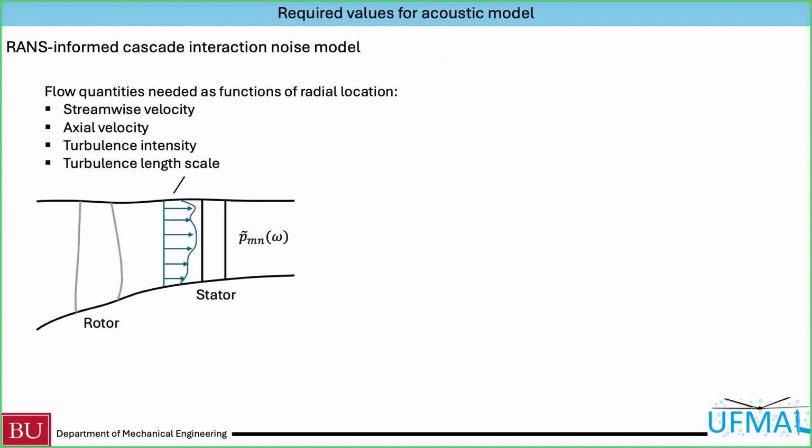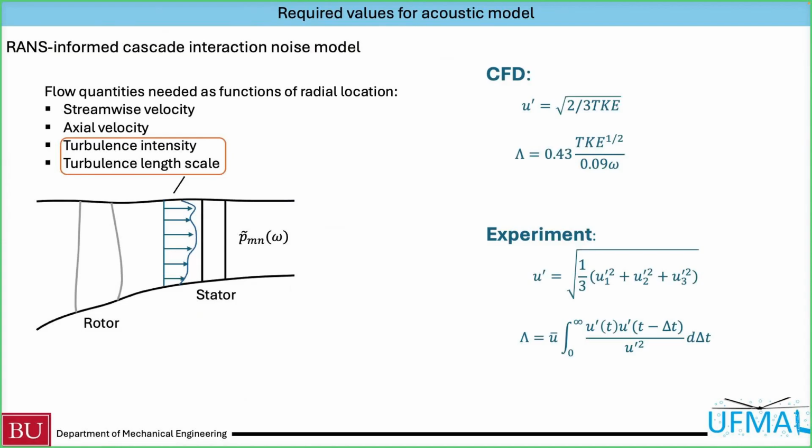The model usually requires the flow field output upstream of the stator as input. So the inputs that are required: the velocity components are straightforward time averages. The turbulence quantities, turbulence intensity and turbulence length scale, are of most interest, and these values are used to define the inflow turbulence spectrum at the stator. So I'll compare these quantities between the CFD and the experiment.